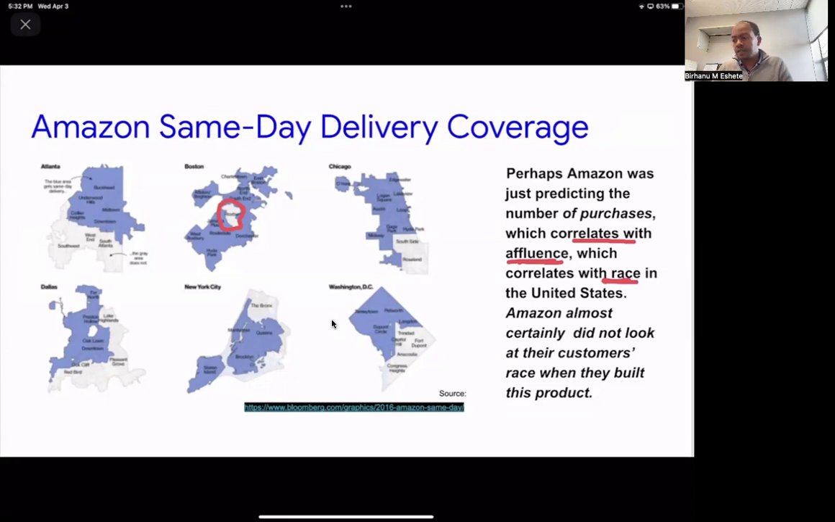And of course, Amazon certainly did not look at their customers' race when they built this product. So basically, when they did this analysis, they never looked at the race of the people who are signing up for this. But as you can see, it's indirectly correlated with race.